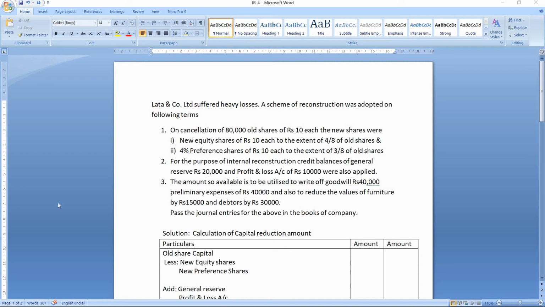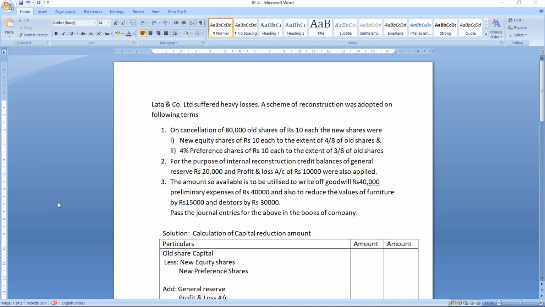Hello students, in today's video we are going to solve another problem on reduction of share capital. So let us go through the problem first. Lata and Company Limited suffered heavy losses. A scheme of reconstruction was adopted on the following terms.